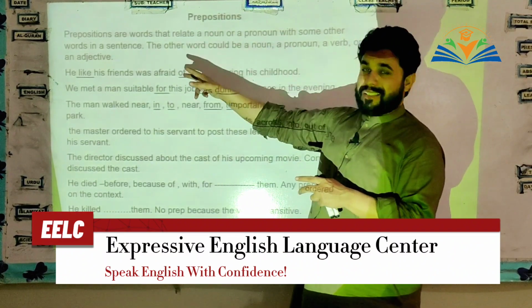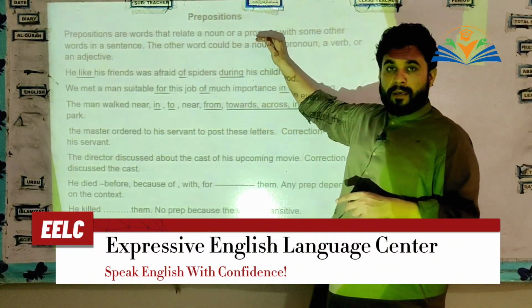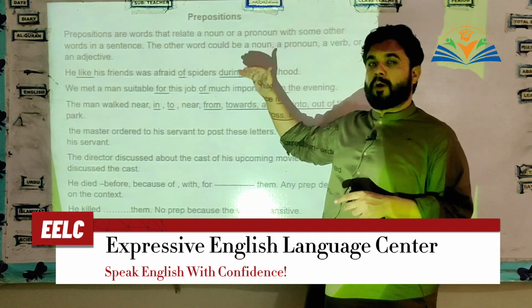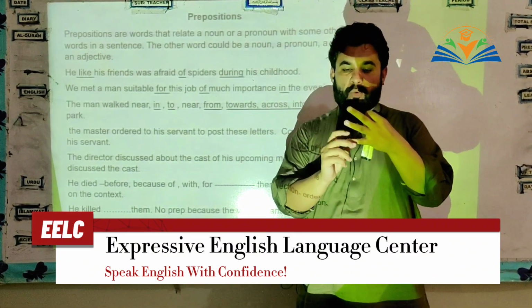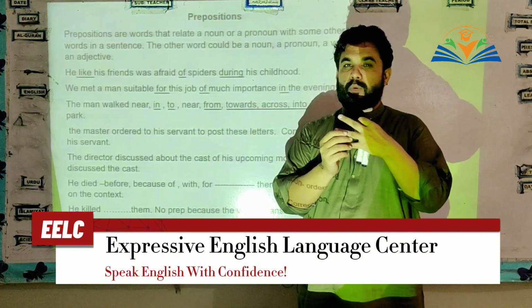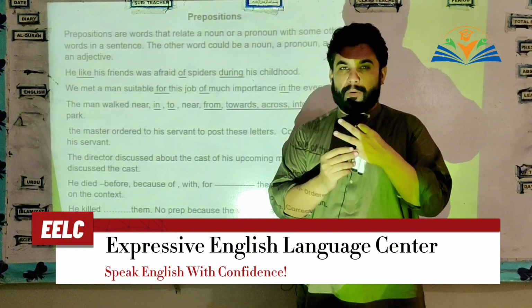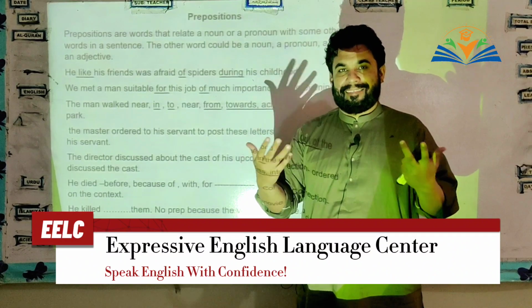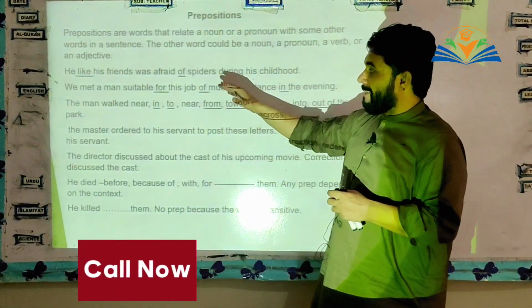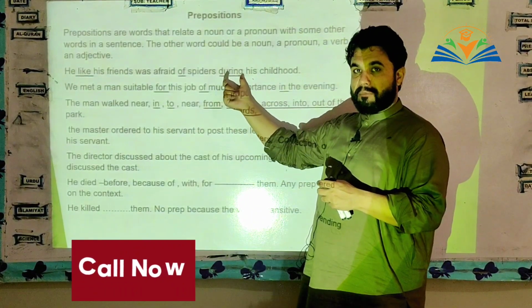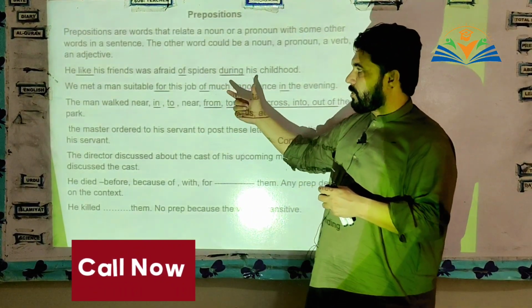Now, the other words in a sentence could be a noun, a pronoun, a verb, or an adjective. So a preposition will relate a noun to a noun, a noun to a verb, a noun to an adjective, or a noun to a pronoun, and vice versa. This is what it does, and this is its primary function. So now let's just shed some light on the sentences over here.